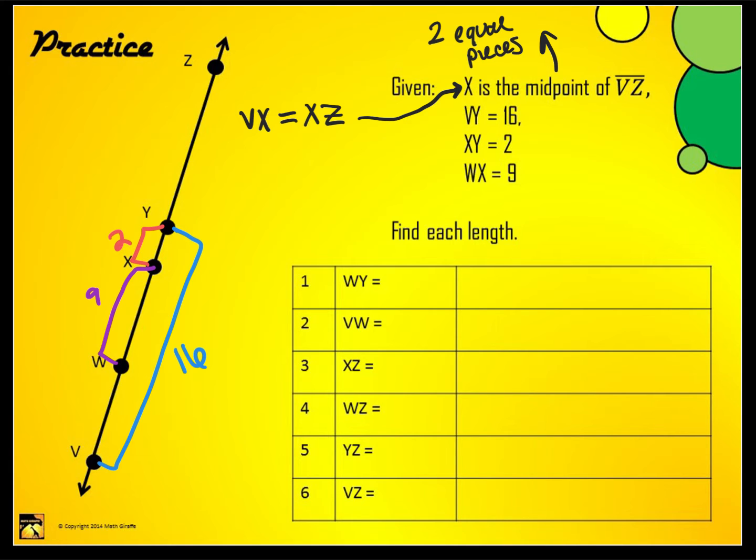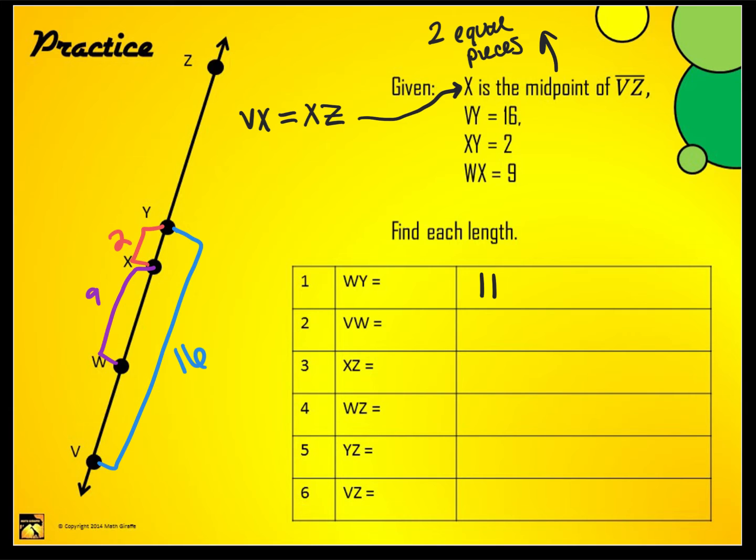So now we're going to be finding the length from W to Y. So that means that we're going to add up these two pieces here, right? From W to X is 9, from X to Y is 2. So that means from W to Y would be 11. All right, so again, we went from W to X. We know that's 9 from this. We know X to Y is 2. So we know that this entire piece here is 11.